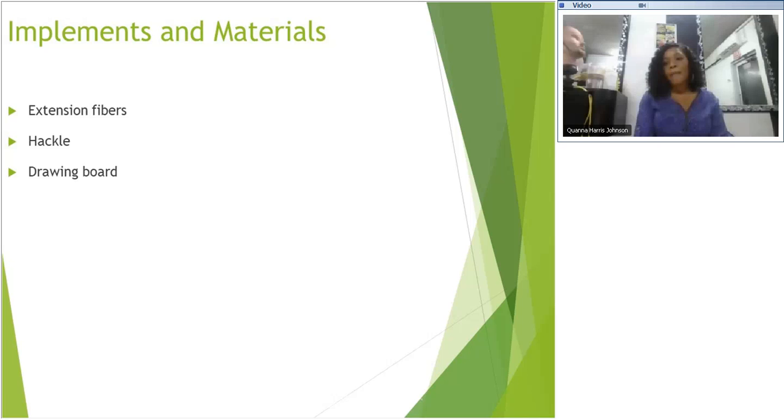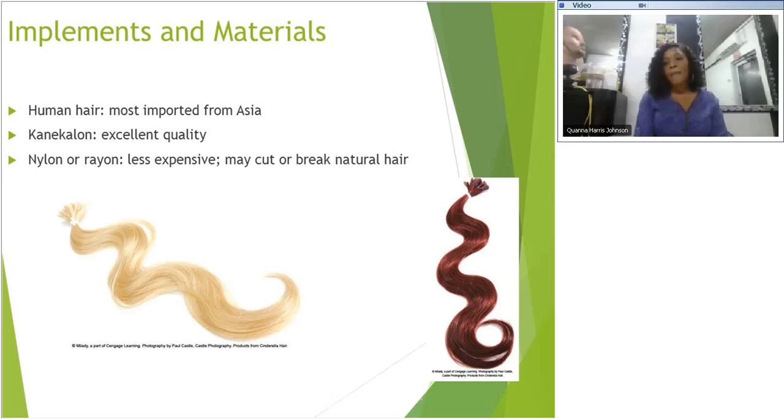And the drawstring board is a flat board. It's like feather-like, with very close, fine teeth, like a sandwich. It sandwiches the human hair extension, and it's like a book, and it's used to loosen and to distribute the hair for braiding. So we can move on to another slide, and this is about human hair, mostly imported from Asia.